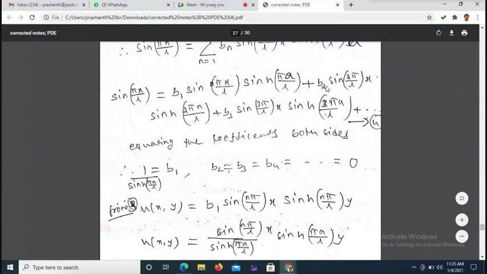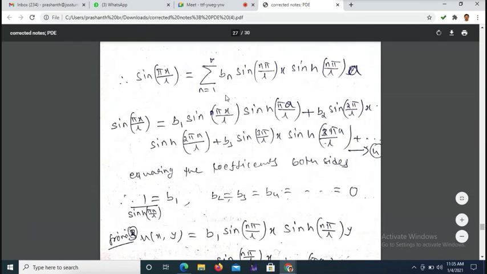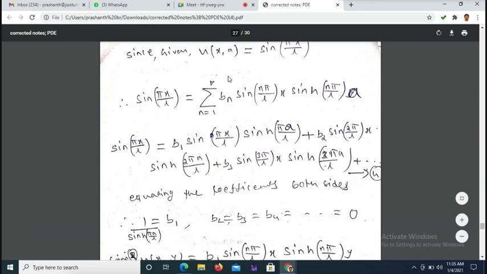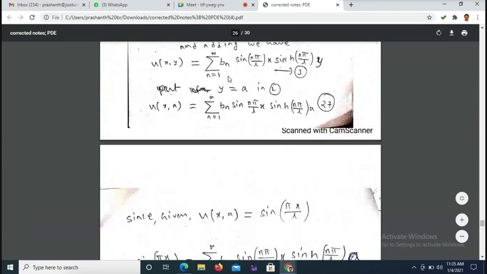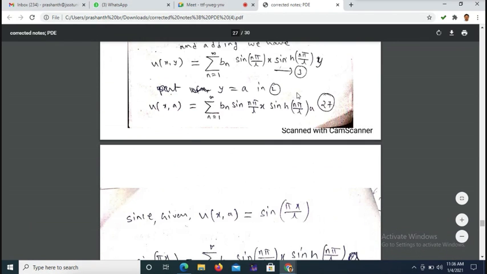Next, B2 constant. If you equate the coefficients, sin 2 pi x by L is never in the left side, so that B2 value is 0, B3 value, remaining all the values are 0. You got only the B1 value. So you stick to that only one value in the equation 3, sorry, in the sigma values. So only put n equal to 1 in equation 3: B1 sin pi x by L into sinh pi y by L. Got it?